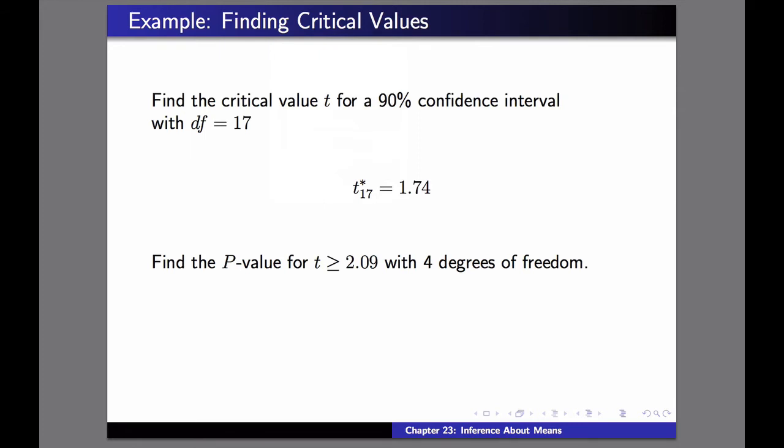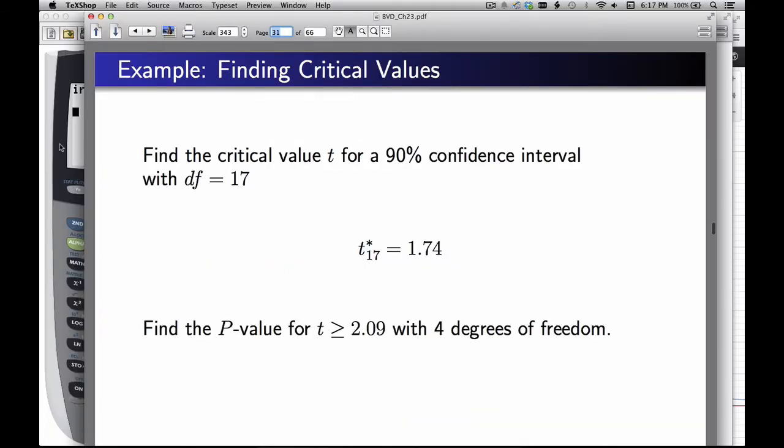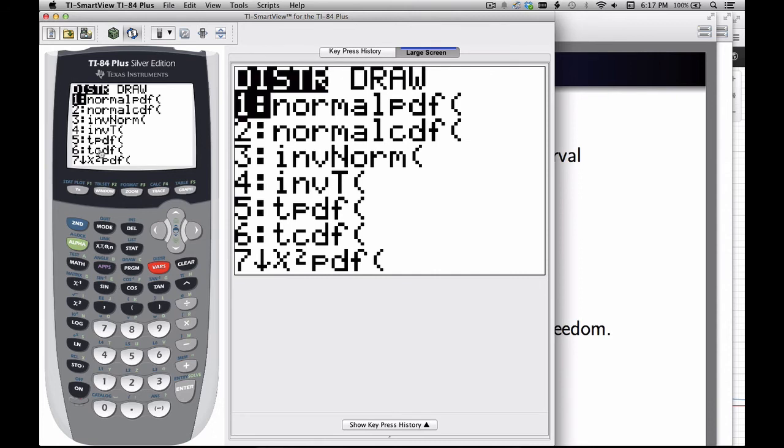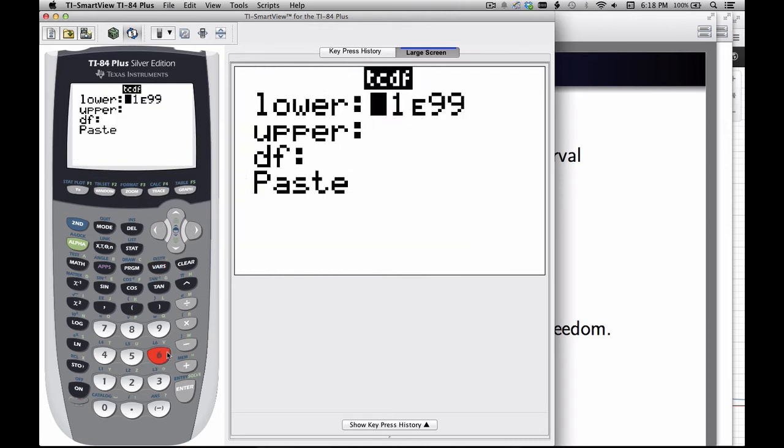All right, now different problem, find the p-value for T greater than 2.09 with 4 degrees of freedom. Okay, so now this p-value, that's an area under the curve, right? And I've been given T. So my interval is T greater than 2.09. So if I come back to these distributions, now I'm going to go for TCDF. This stands for cumulative density function. Now if you are studying any calculus at this time, you should associate cumulative density with an integral, and hopefully that'll help you remember that the CDF is giving you the area under this curve.